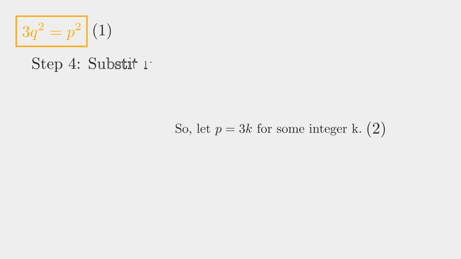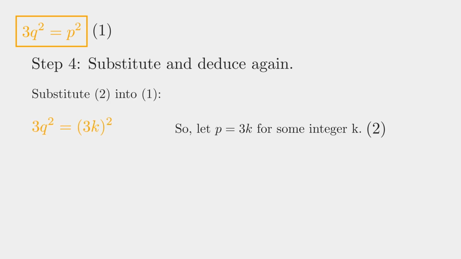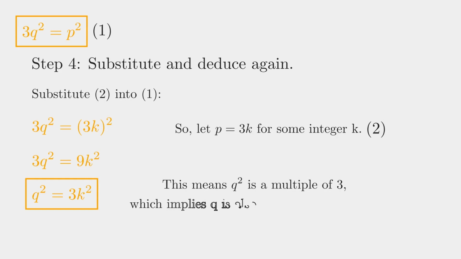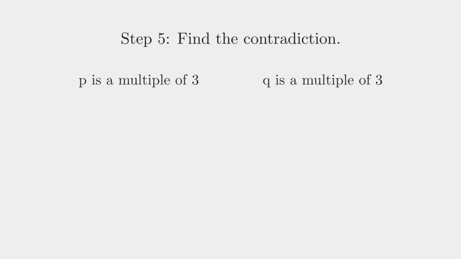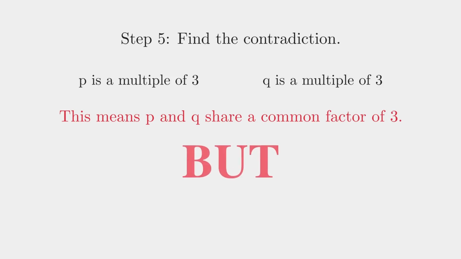Replace p in the original equation, we get that 3q squared is equal to 3k all squared. Let's simplify it to get 3q squared is equal to 9k squared. Divide both sides by 3, we will get q squared is equal to 3k squared. This tells us that q squared is a multiple of 3, which means that q is a multiple of 3 as well. We have deduced that p is a multiple of 3, q is a multiple of 3. This means that p and q share a common factor of 3.